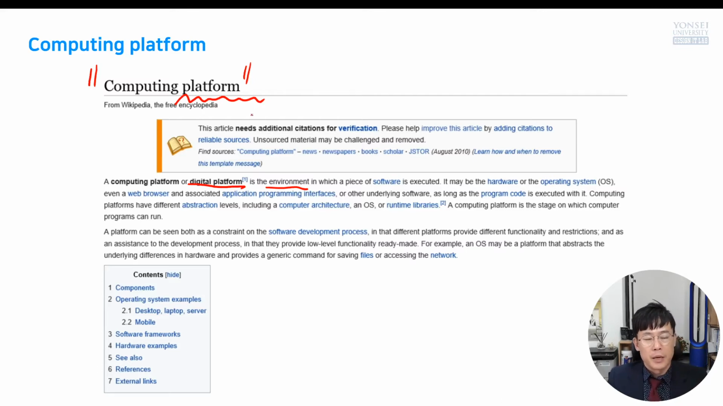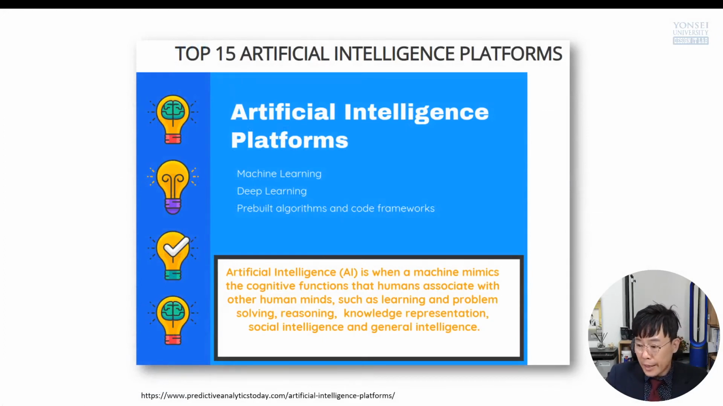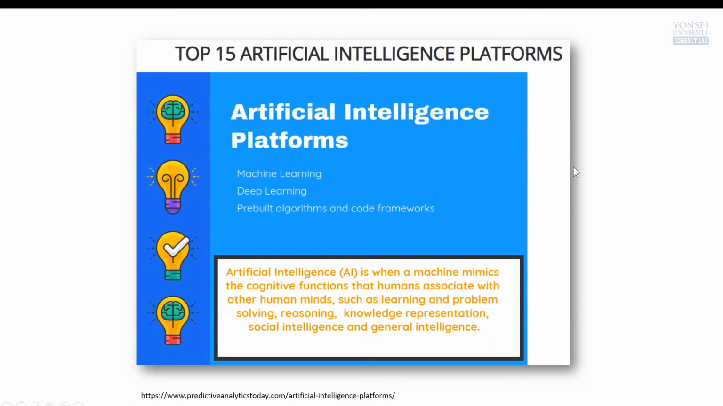Simply said, a computing platform is something bigger than certain types of computing apps, smartphone apps or computer apps, Macintosh computer apps, and so on. Okay. At the beginning of this one, I surveyed some platforms available for using AI technologies. They say artificial intelligence platforms, AI platforms, but actually I think there is no big difference between general platforms and AI platforms. Because nowadays, for example, how about the Google platform?